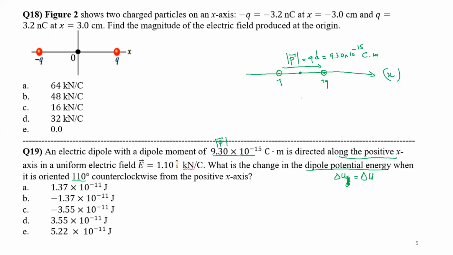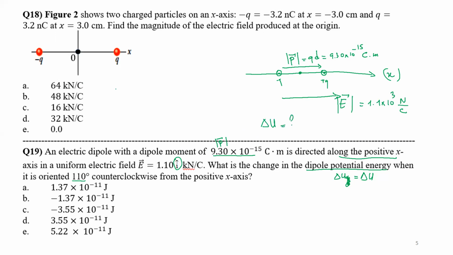Now here I have an electric field, and the electric field also is pointing along the positive x direction. This is my electric field. And I gave you the magnitude and the direction. It's pointing along the positive x direction because here I have i hat, and the magnitude of the electric field is just 1.1 times 10 to the power 3 newton per coulomb. Now the question is, what is delta U, the change in the dipole potential energy?